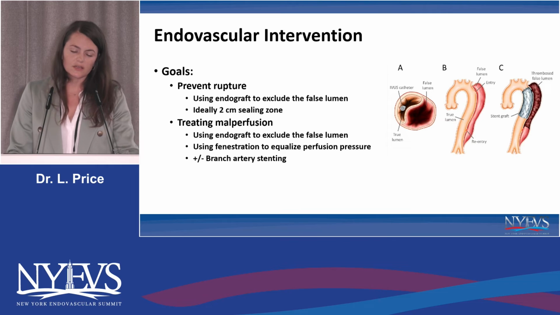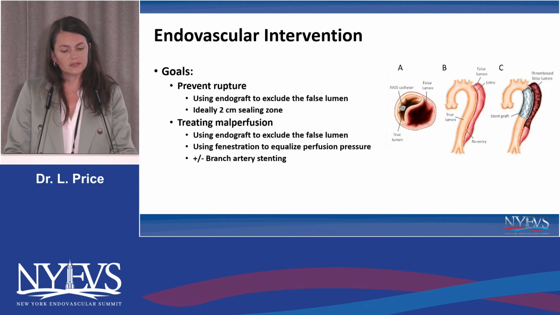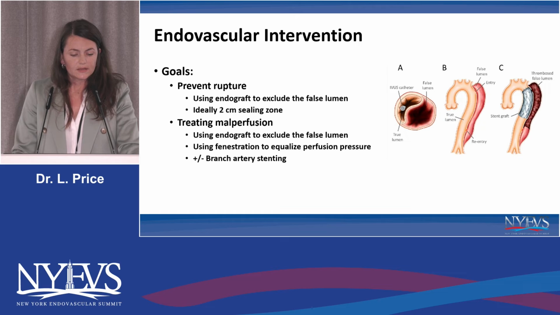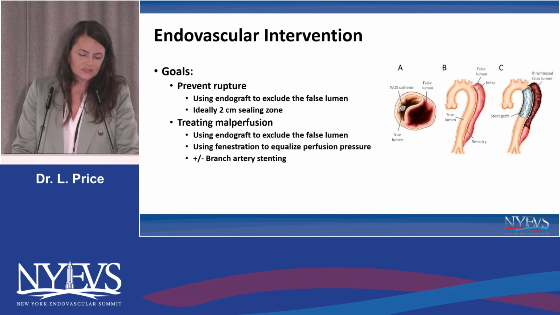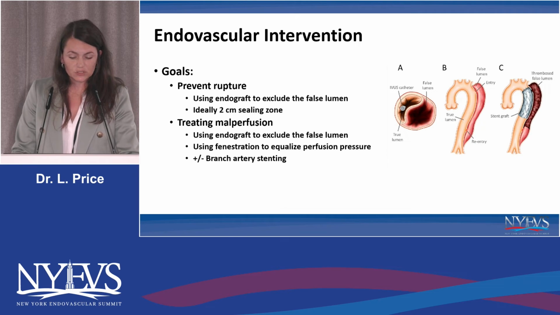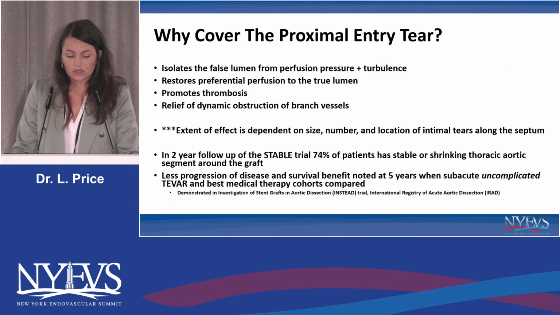Endovascular interventions we've developed within the last number of years. Not only do we want to do this to prevent the rupture that we talked about, we can often use that endograft to exclude the false lumen and promote thrombosis and remodeling. You oftentimes want a 2 centimeter seal zone if you do this for this purpose. But you can also use endovascular interventions to treat malperfusion. You can use an endograft, particularly for the dynamic obstructions, to exclude the false lumen. You can create a fenestration, and you could do branch artery stenting.